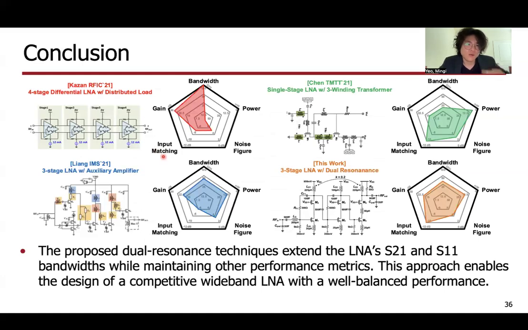In conclusion, we drew out the radar chart for the designs in our summary table. Our design is the orange one to the bottom right here, while other designs are skewed in some way. The red one is skewed to the top left, and the green one is skewed to the bottom right. The blue one is trapezoidal and is missing the input matching level. Ours is the most balanced, most closely representing a pentagon.